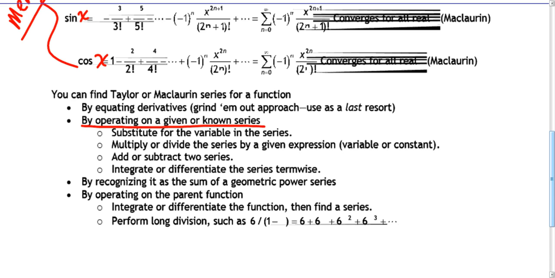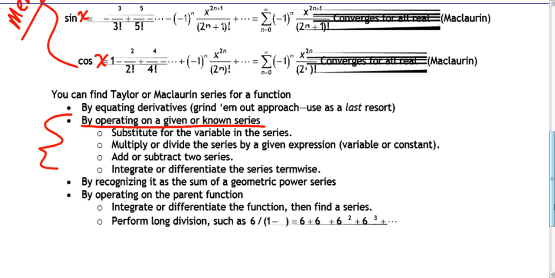We're going to substitute for the variable in the series, multiply or divide the series, add or subtract series, or integrate or differentiate the series. Without knowing those series, you can't use this step at all. Next, we're going to recognize the sum as a geometric power series. It is important that when you see a power series, you recognize it and know how to find that sum. And then we can also operate on the parent function using long division, integration, and differentiation.